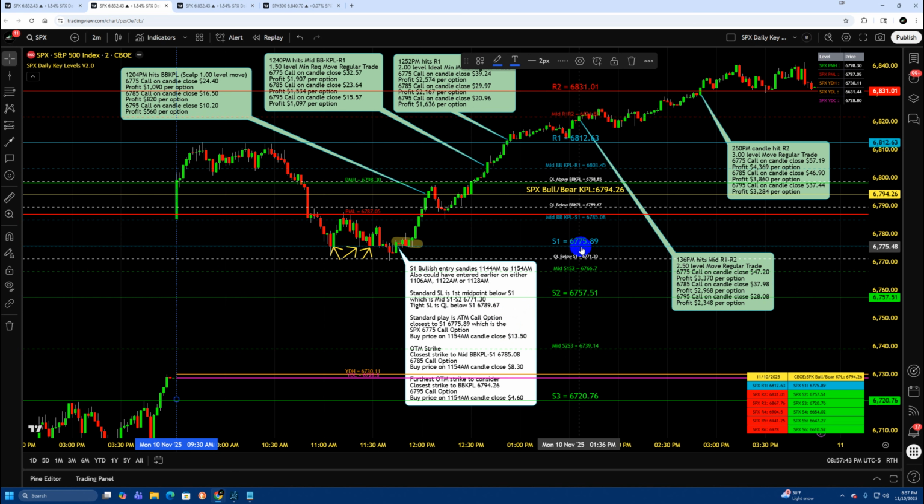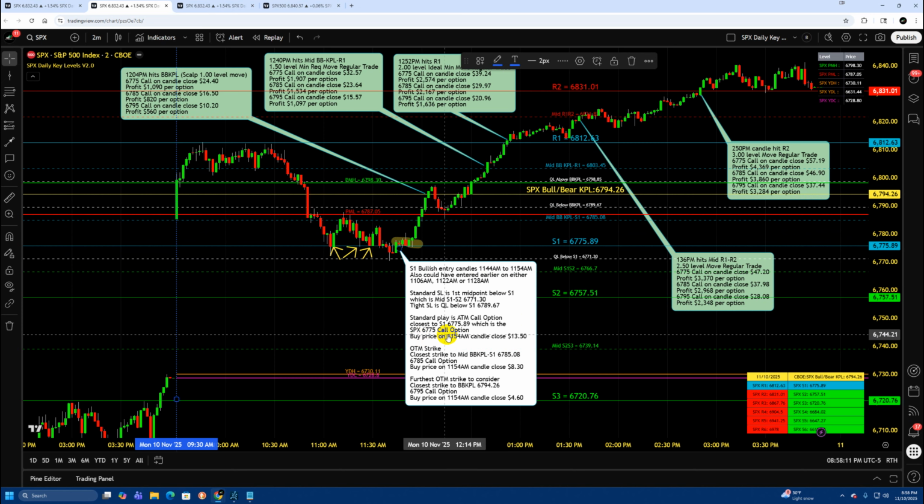Okay, so the at the money is 67.75. Then we have the 67.85 for the first out of the money. Remember, this is the level we're trading. So the at the money is this bullish trade. We look up a half level. That's the first out of the money. The bull bear key price level is one full level above, so that's going to be our furthest out of the money. So in that case, it'd be the 67.95 call.